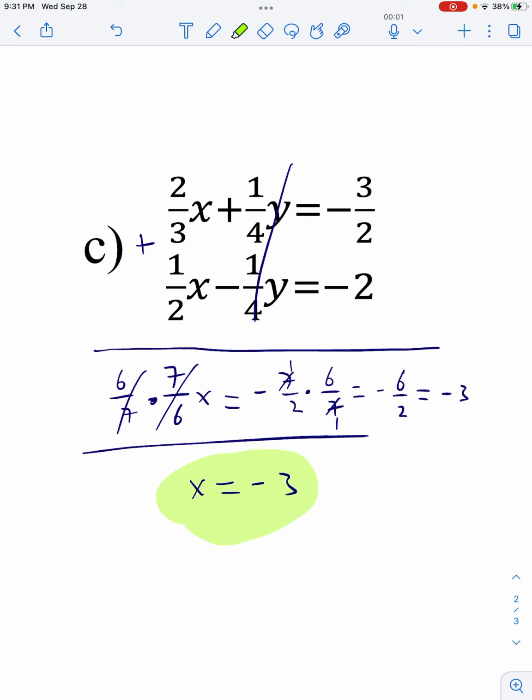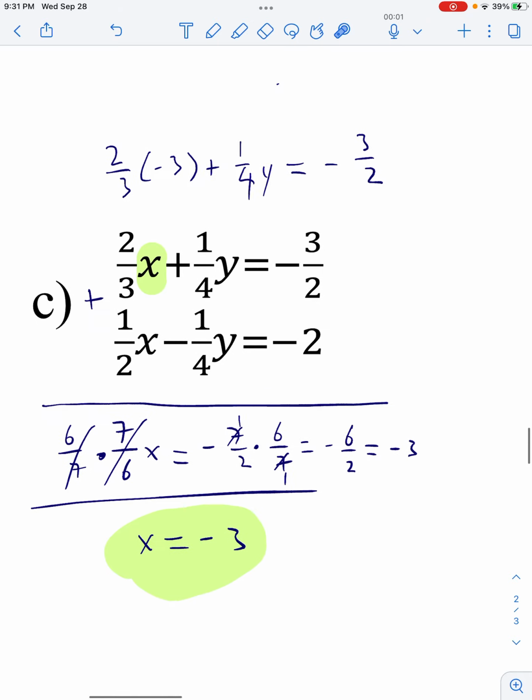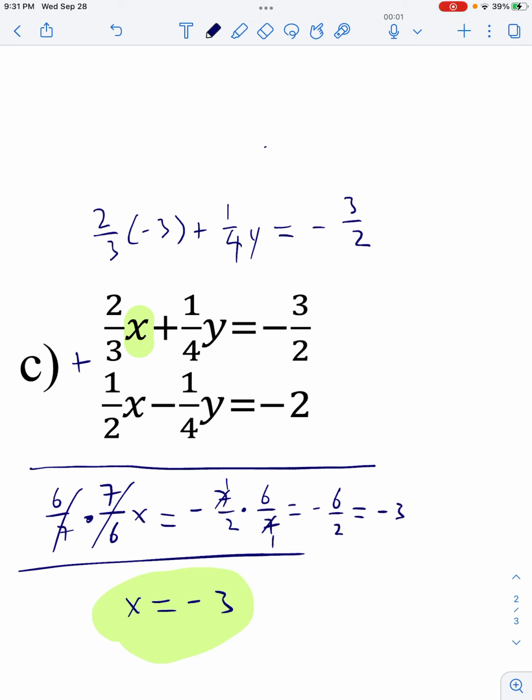I can just plug this into this original equation up here. So let me do that. Get 2/3 times -3 plus 1/4 y equals -3/2. And what I've got up here, guys, is one equation with one unknown, which I can solve for y, okay? It's just got to work with fractions.